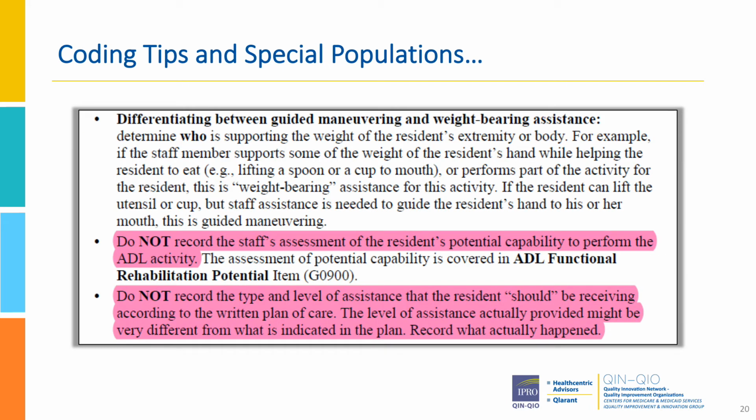Again, some more coding tips taken directly from the RAI Manual. You will see the guidance to not record the staff's assessment of the resident's potential capability, and do not record what the resident should be receiving according to their written care plan. Record what actually happened.